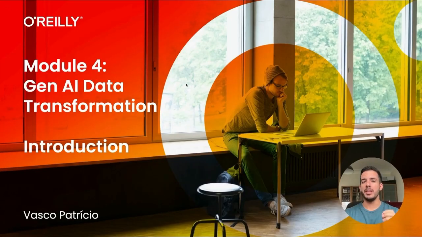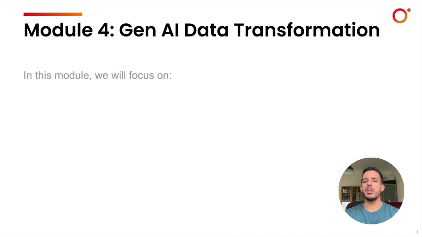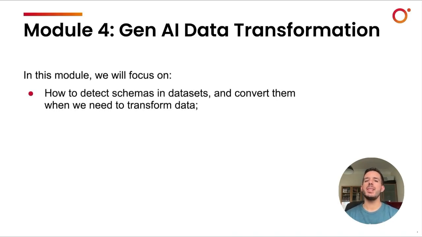Welcome to this module on data transformation with generative AI. That is, how to use GenAI for data operations that involve changing the structure or the schema of an existing dataset. What is going to be our main focus in this module? Well, for example, it's how to detect schemas in datasets if we don't have that information yet, and how to convert those datasets when we need to transform data at the end of the day. So finding out what is the target schema that we need to transform the dataset into and actually carrying that out.